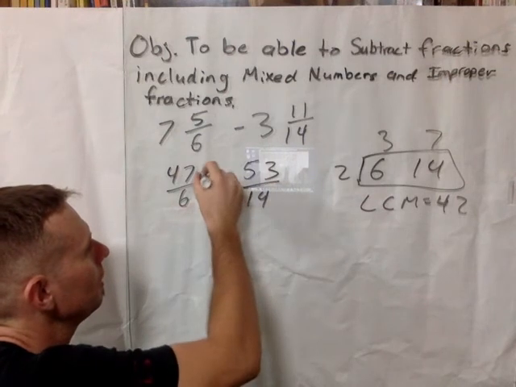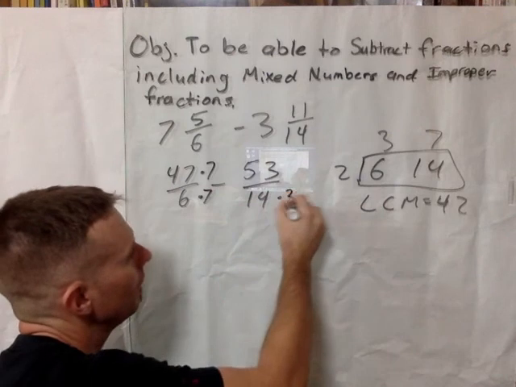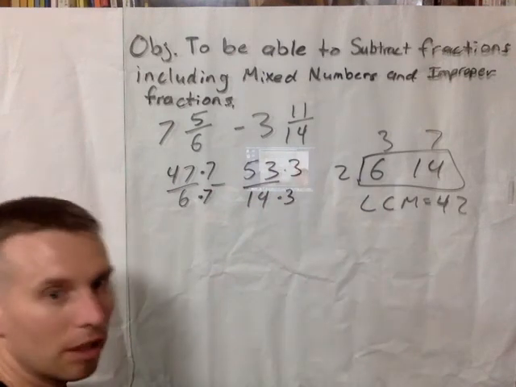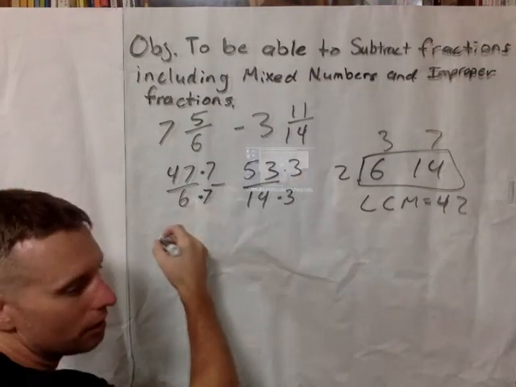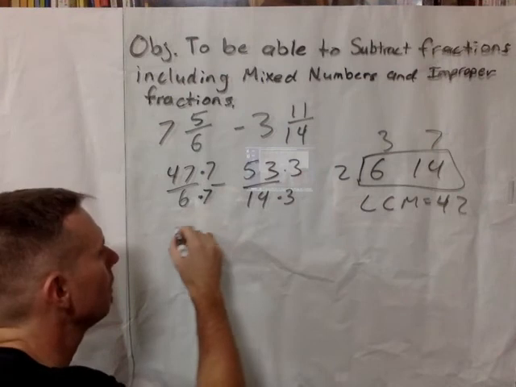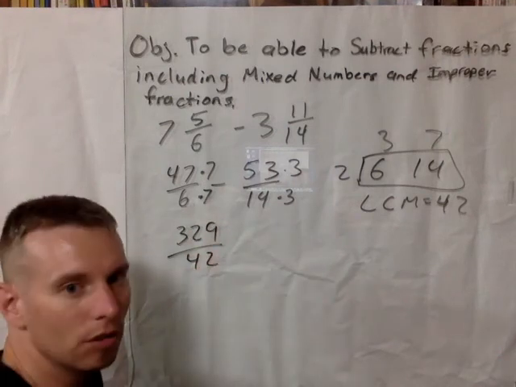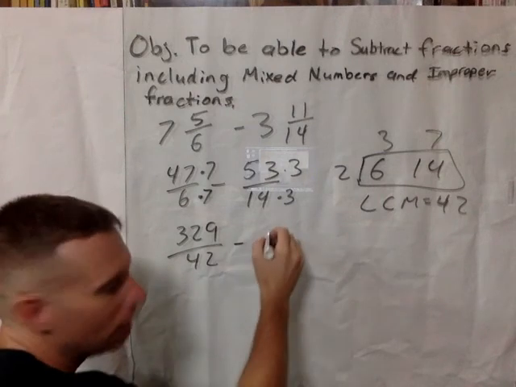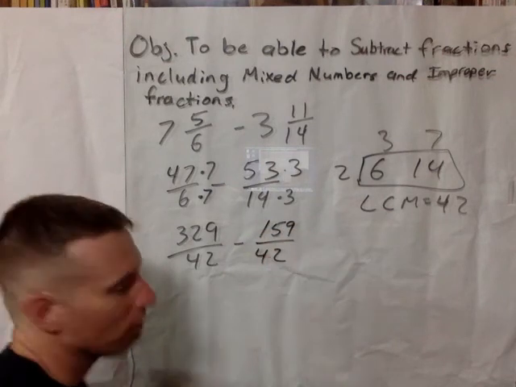Multiply the top and the bottom by 7. And we will multiply the top and the bottom of this by 3. Okay, so 47 times 7. Again, I worked this out earlier, but you could do it on the side of your paper if you couldn't do it in your head. 329 over 42. And 53 times 3 is 159, and that's over 42.